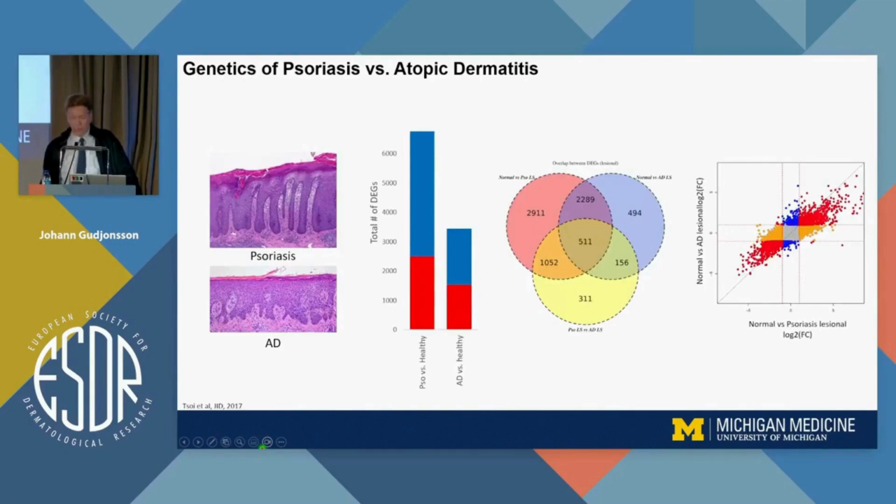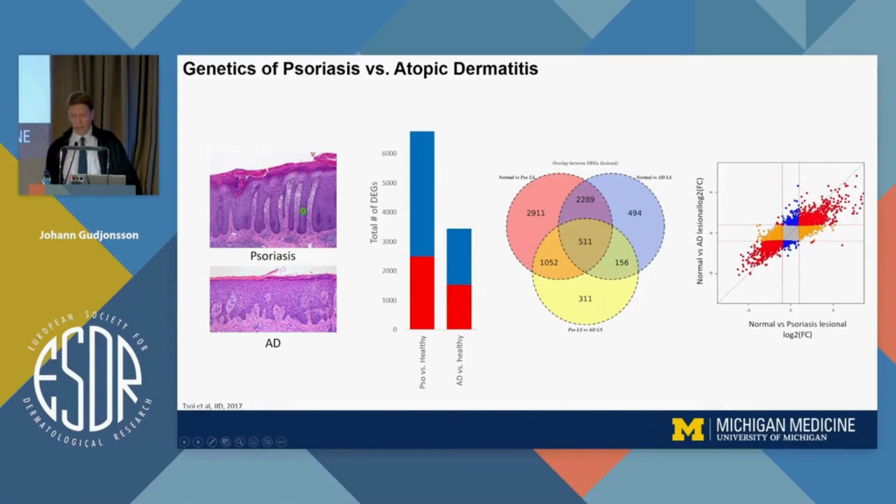This is a study that my group published about 7 years ago in the Journal of Investigative Dermatology, and it's based on bulk RNA-seq data. So what it shows you is that we're just comparing the two diseases on the transcriptomic level. And if you look at psoriasis versus healthy and then atopic dermatitis versus healthy, whether it's the upregulated or the downregulated genes, you can appreciate that there's a much greater number of differentially expressed genes in psoriasis compared to atopic dermatitis.